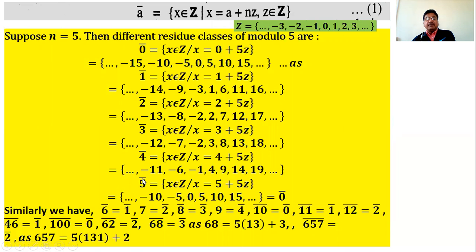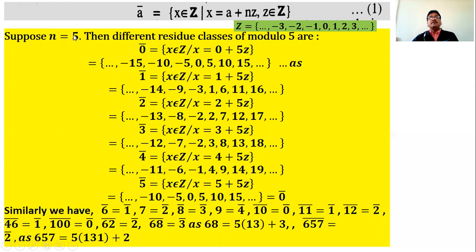And all the remaining, 5 bar is 0 bar, 6 bar is 1 bar. That is, we have only 5 distinct residue classes, 0 bar, 1 bar, 2 bar, 3 bar, 4 bar, if n is 5. If n is 4, then we have only 4 residue classes. What are they? 0 bar, 1 bar, 2 bar, 3 bar. Distinct residue classes. And 4 bar is 0 bar.